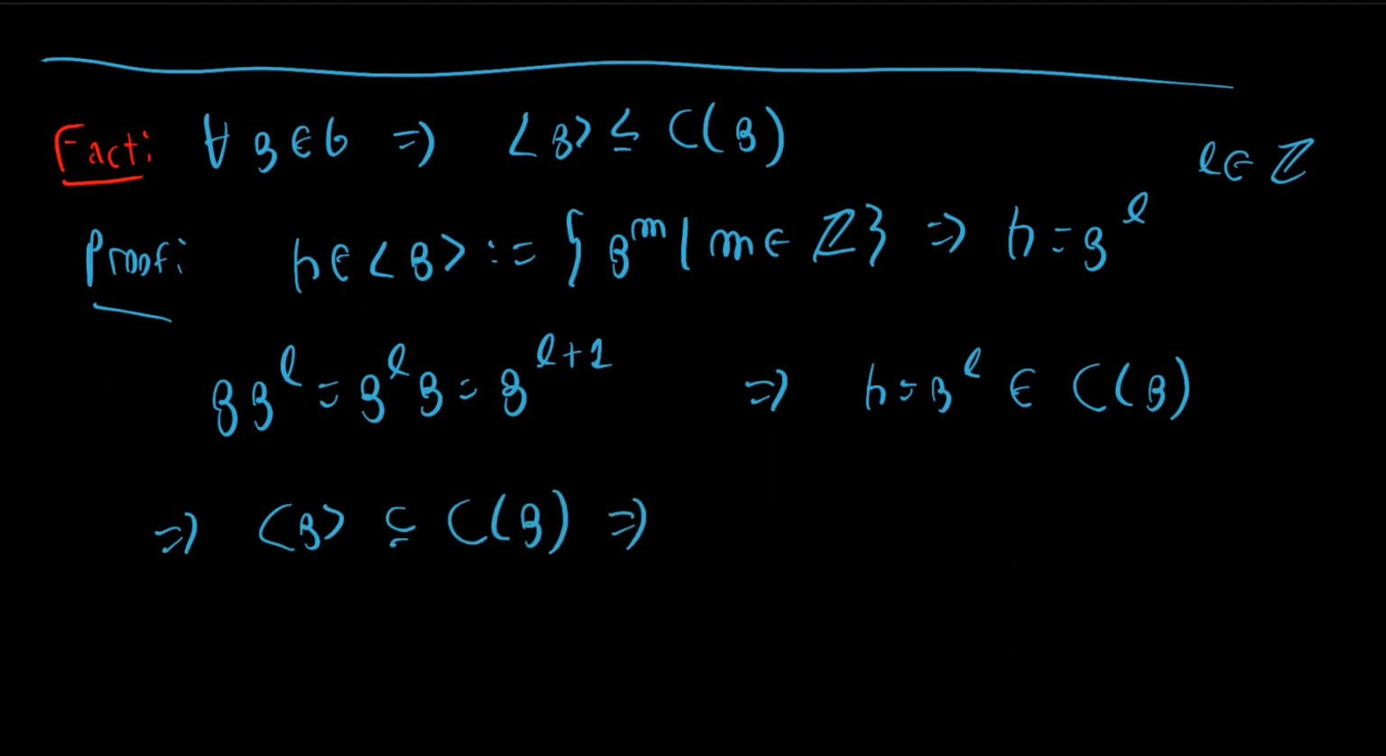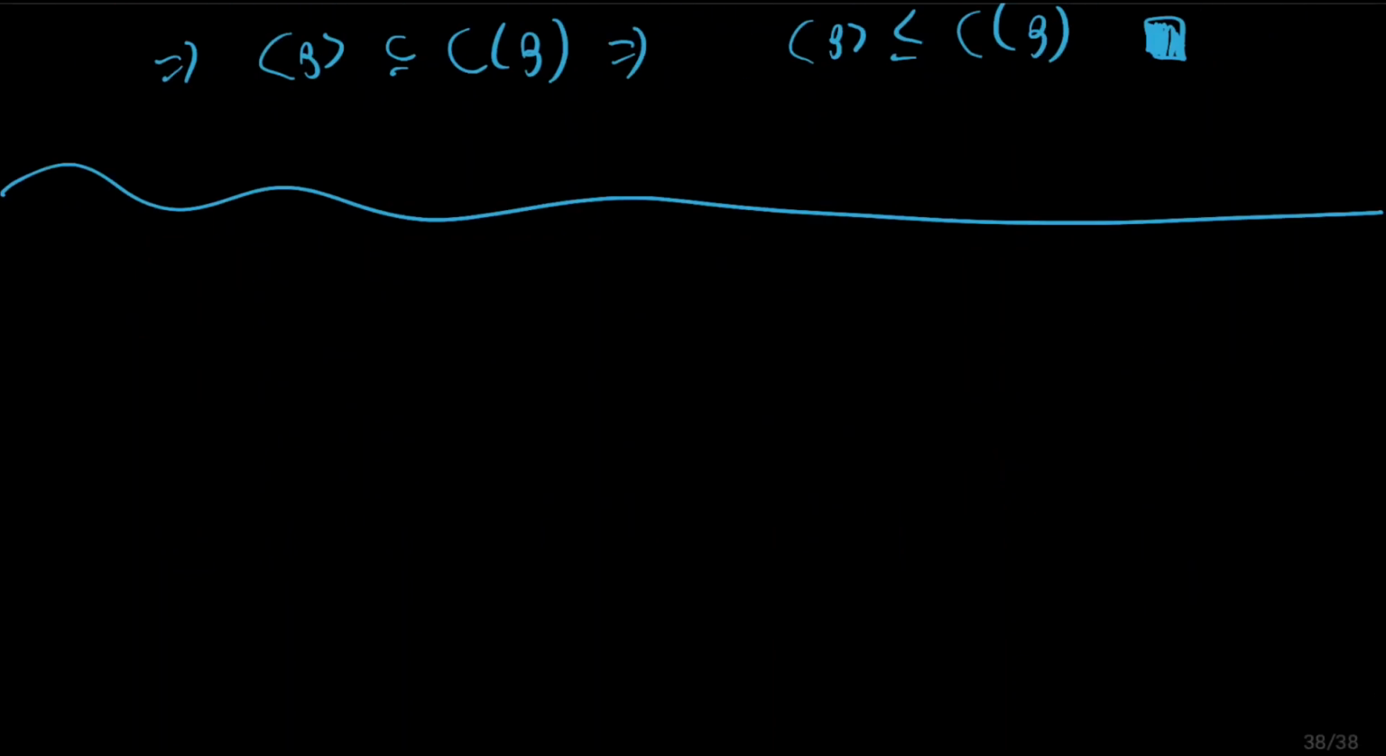But being both of them groups in their own right, this implies that the cyclic subgroup generated by g is a subgroup of the centralizer. And this proves this other fact.